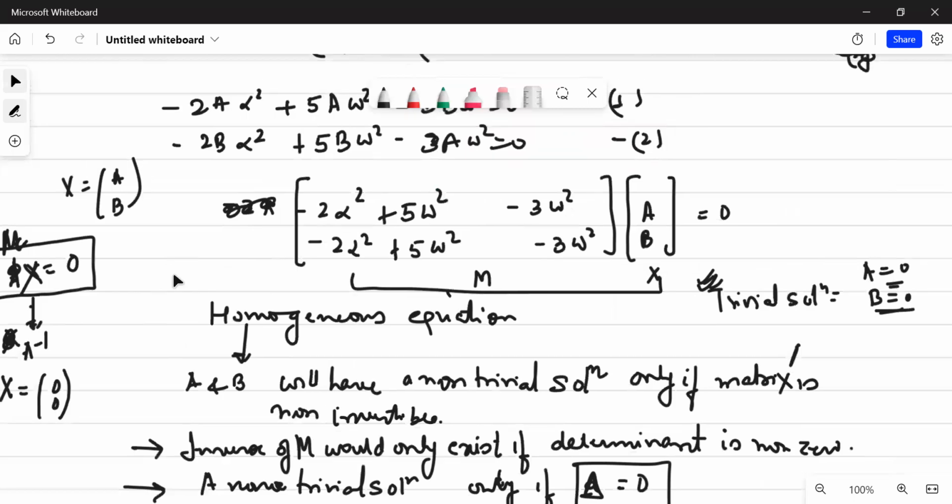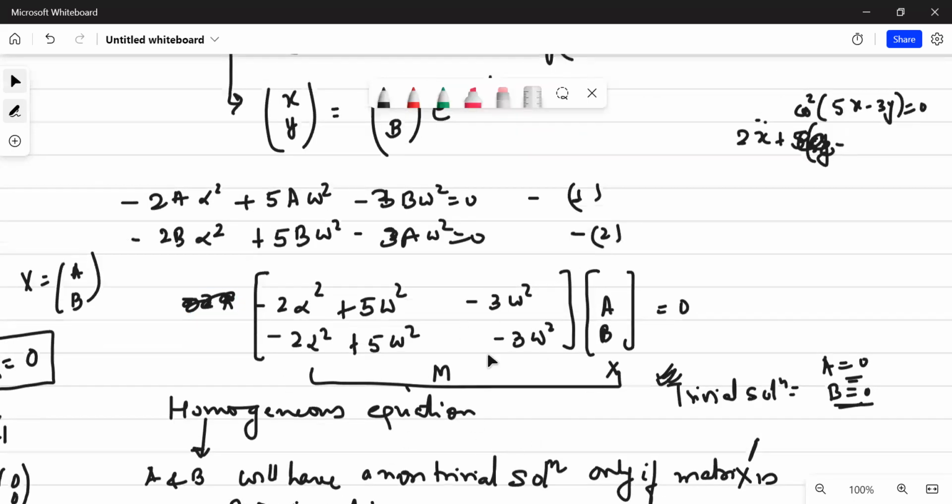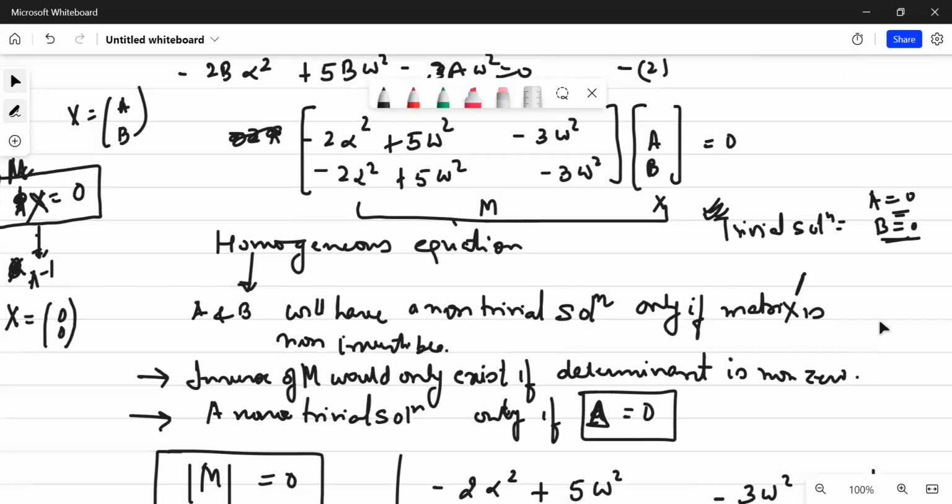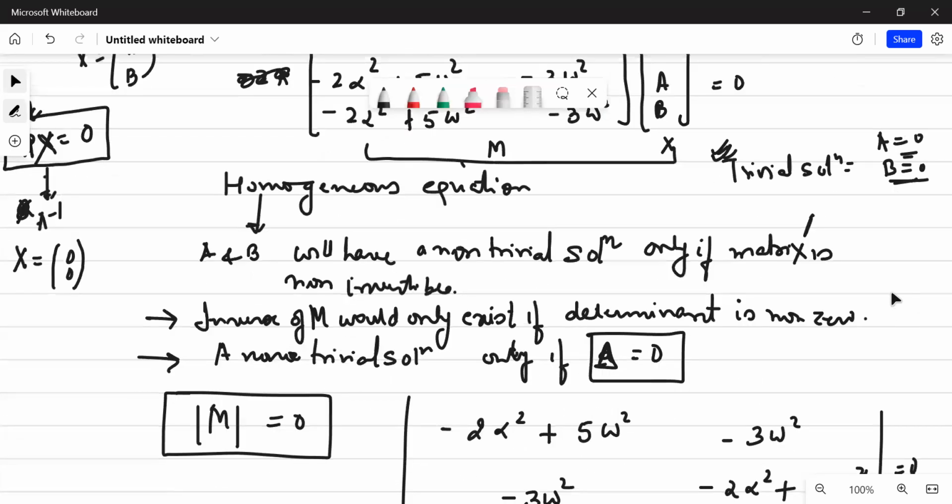Let me say it again, you can ask once. See, this is the system of equations Mx equal to 0. This is a homogeneous equation. If M has an inverse, then M inverse Mx is equal to M inverse 0, so x equals 0. That implies you will get a trivial solution. Now, we want that the trivial solution should not be there. So somehow M inverse should not exist. Now understand, M inverse would always exist if the determinant of M is non-zero.